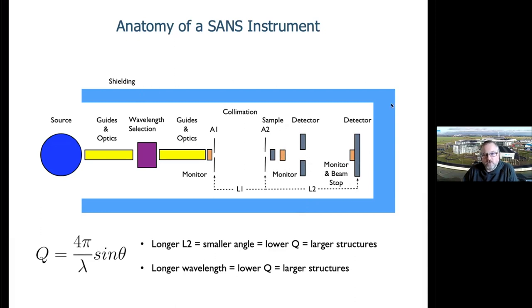And also then we've talked about shielding and why we need it and the different types of materials we can use. And I just want to finish by reminding you that fundamentally, this is the equation that governs how we set up and design a SANS instrument. The length scale we can measure is determined by the Q value we can measure, and that Q value is determined by the wavelength we can transport to the sample and the angles at which we can measure scattering.